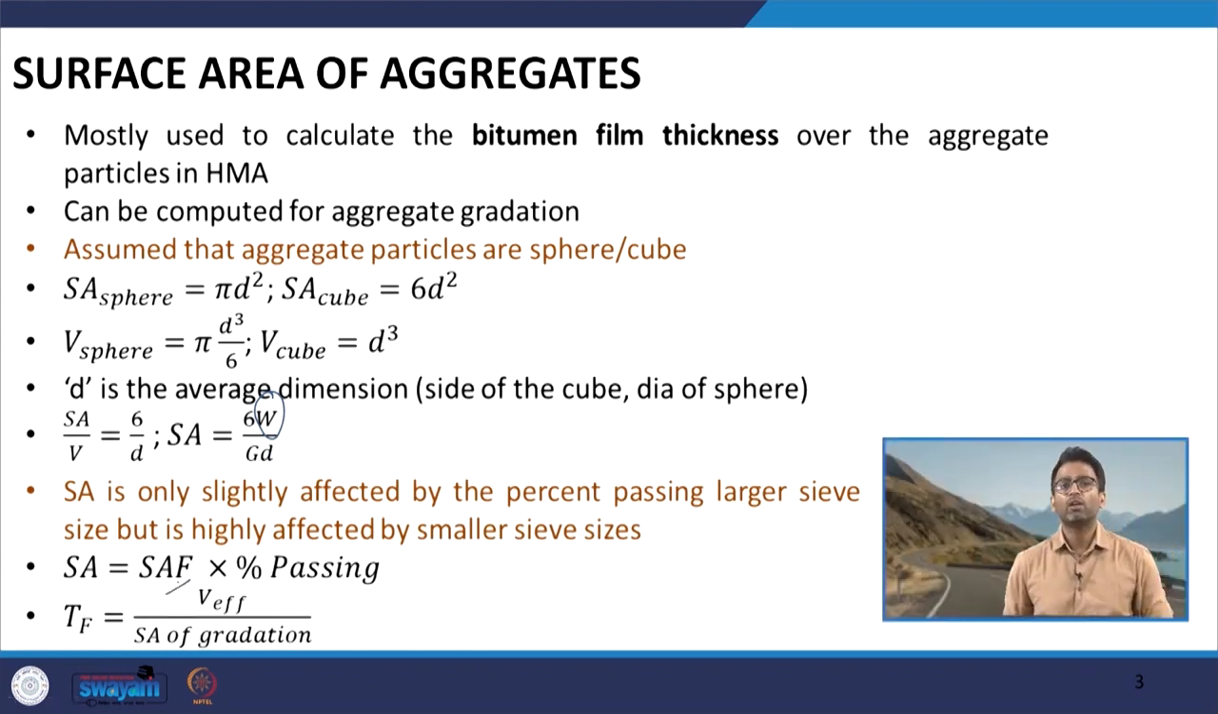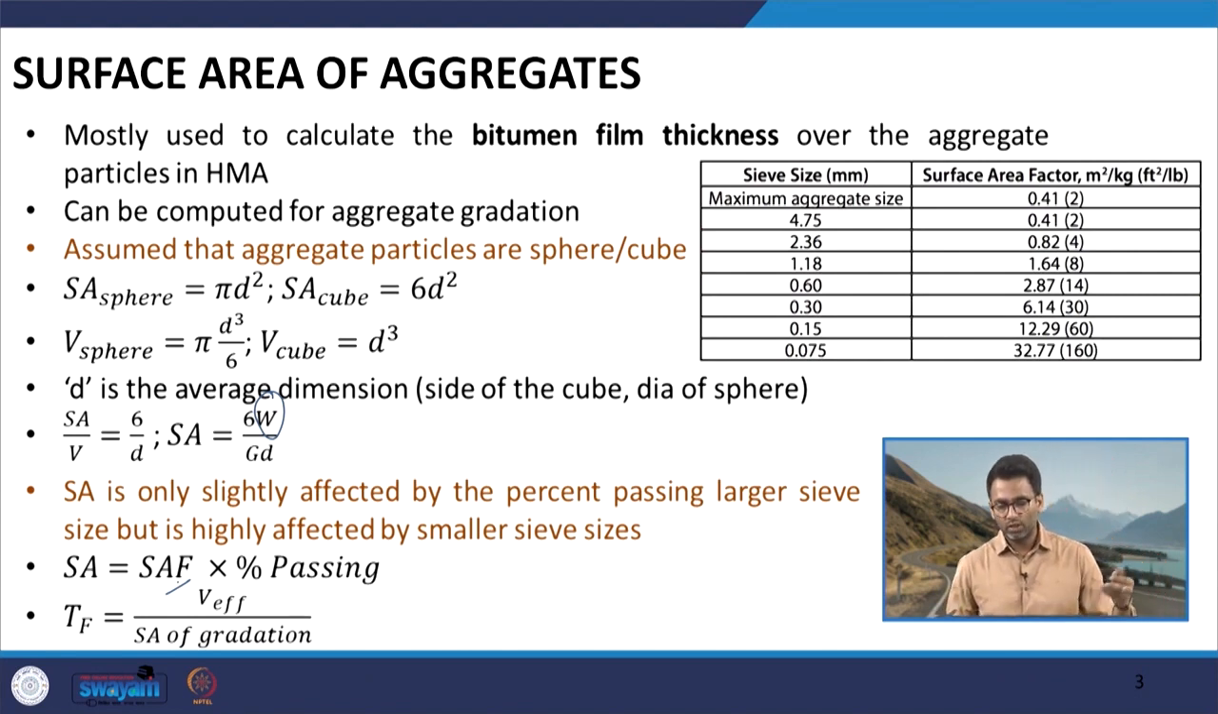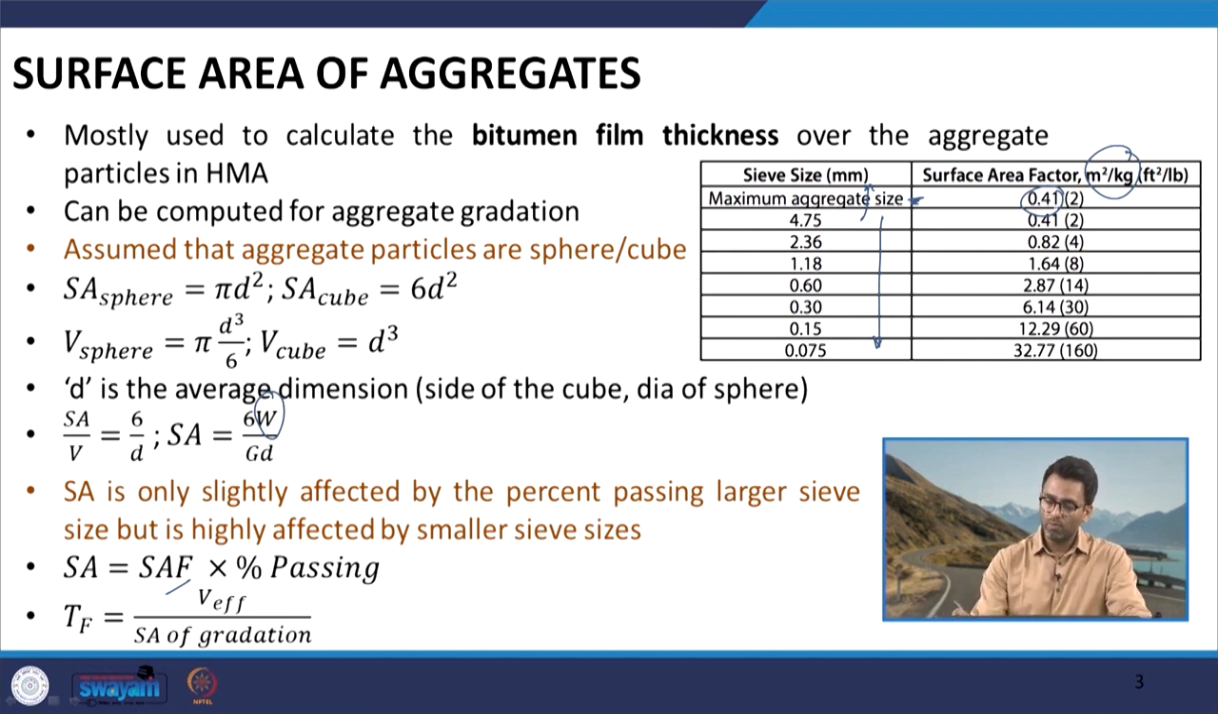Talking about the surface area factor, typically you will see a table of this form in most textbooks or literature, where for different sizes they say that for maximum aggregate size the surface area factor is 0.41 meter square per kg. You will see that above 4.75 they typically assume that the surface area factor is constant and it is 0.41, and I will tell you why they consider this. And for other sieve sizes down to 0.075 mm, you will see that the surface area factor keeps on increasing, and the unit is meter square per kg, and therefore, surface area is equal to meter square per kg into percent passing, which will also be in kg in terms of weight.